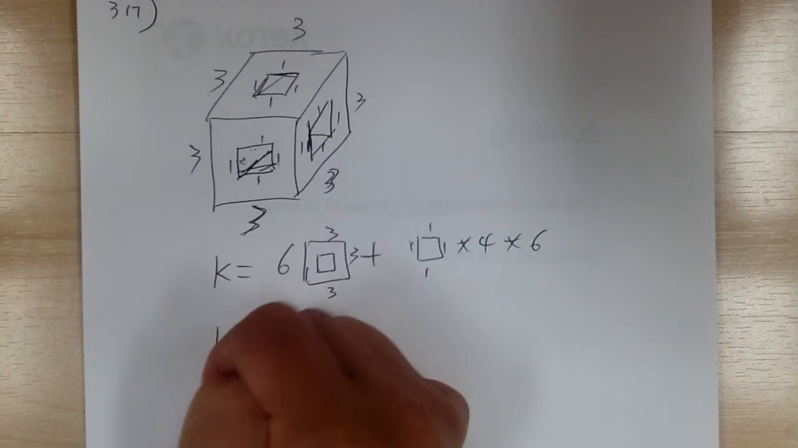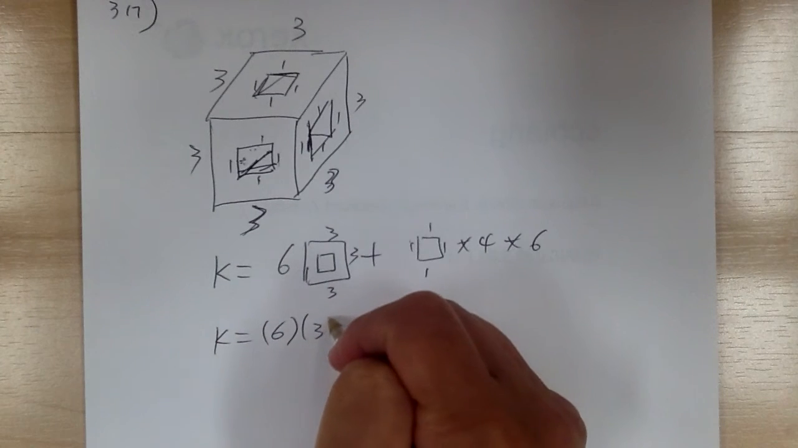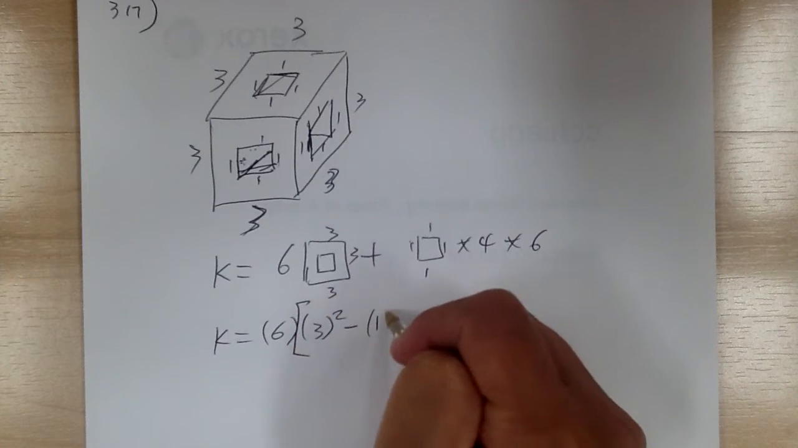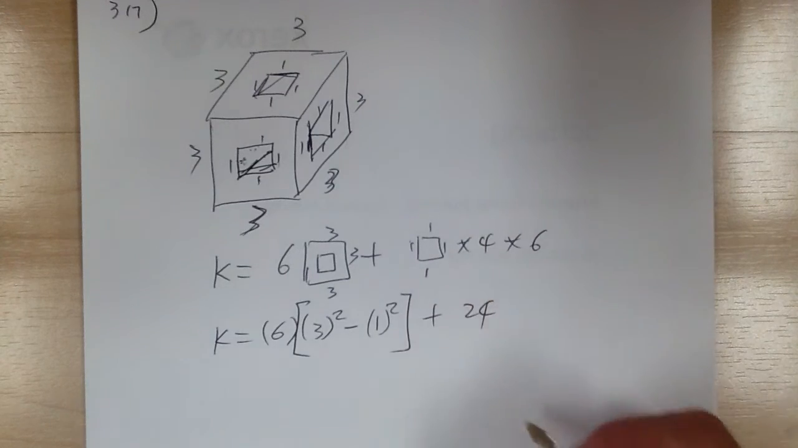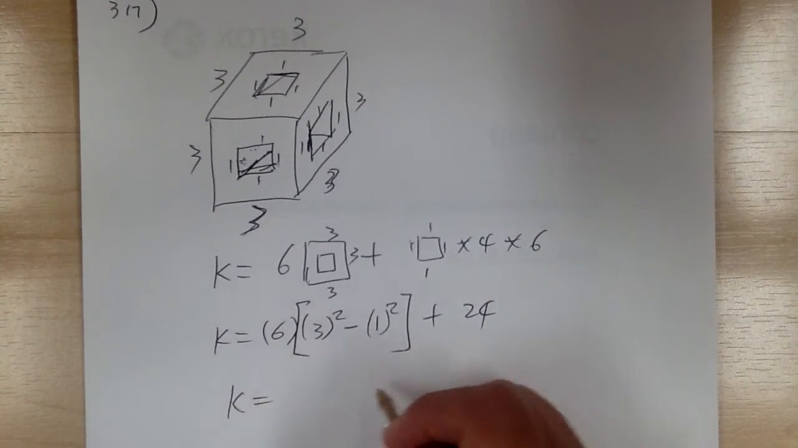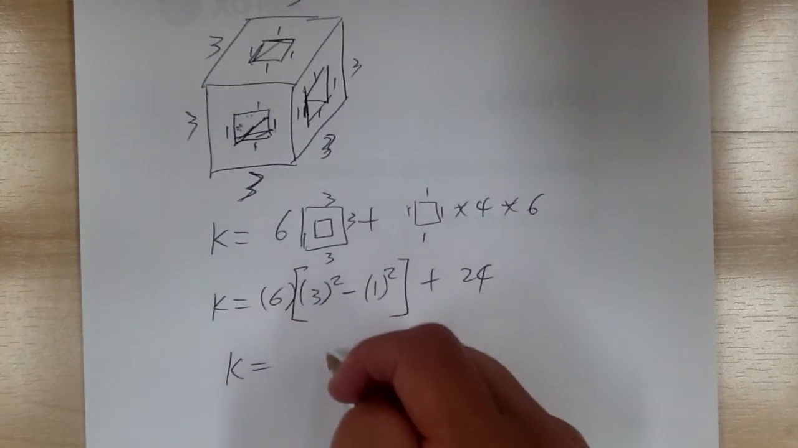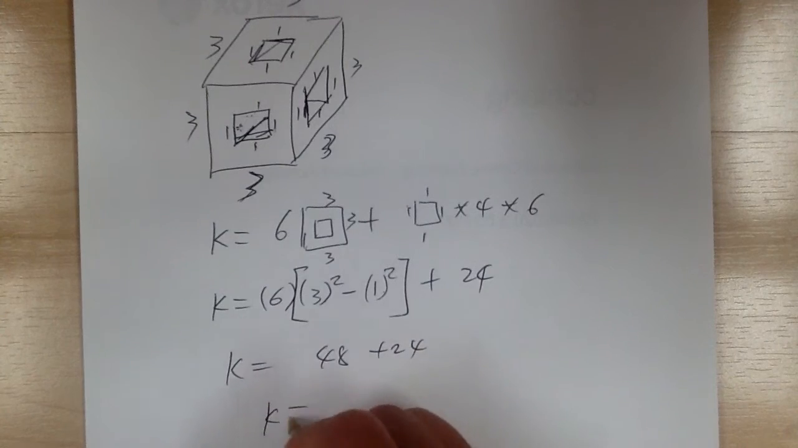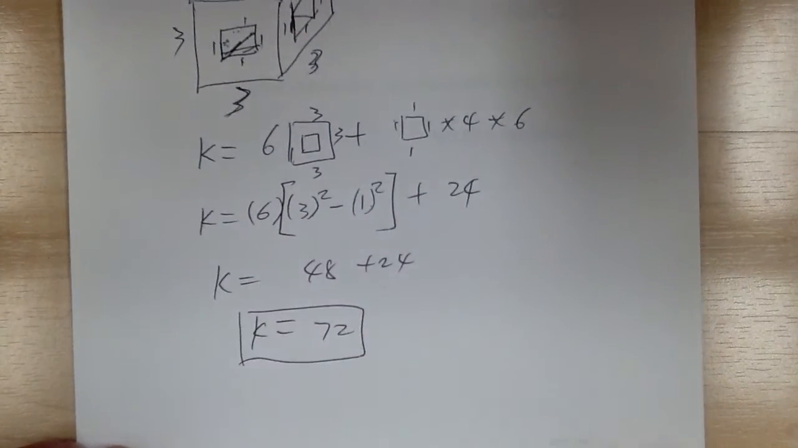So this is going to be equal to 6 times this area, which is 3 squared minus 1 squared, and this would be just 24. So 9 minus 1 is 8, times 6 is 48. So k will equal 72.